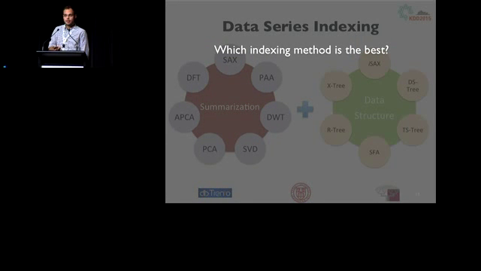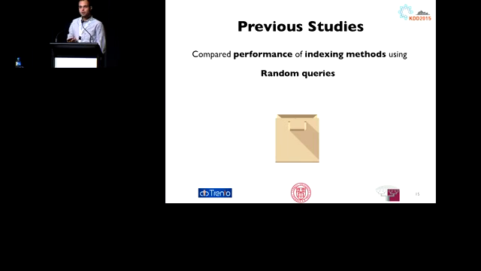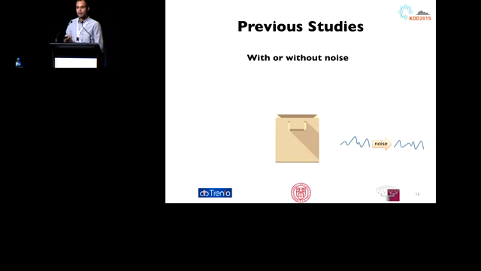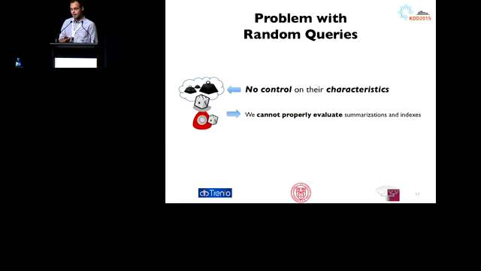Now, the question that arises is which indexing method is the best one. What previous studies have been doing was that they compared the performance of various indexing methods using random queries. These random queries have been randomly chosen from the data with or without the addition of some extra noise. Now, the problem with random queries is that we don't have any control of their characteristics. They're just random, which means that we cannot properly evaluate summarizations and indexes.